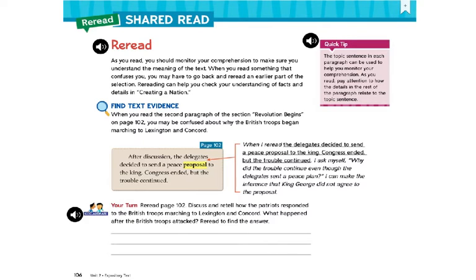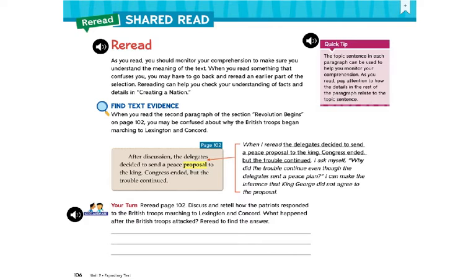So let's read this. After the discussion, the delegates decided to send a peace proposal to the king. Congress ended, but the trouble continued. So when we reread this, the delegates decided to send a peace proposal, but trouble continued. Why did the trouble continue even though the delegates sent a peace plan? I can probably make an inference here that King George did not agree to the proposal.